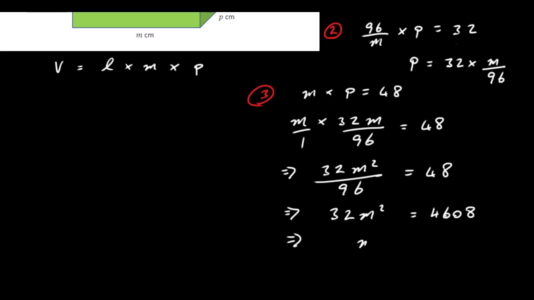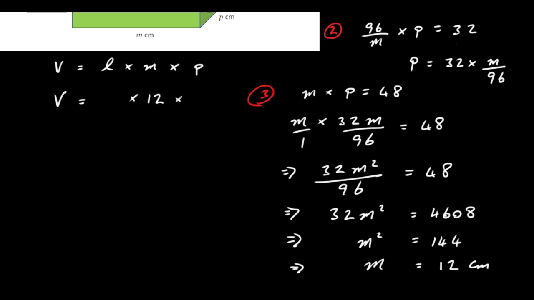Next thing I'm going to do is divide across by 32. That 32 is multiplied by the m squared. So I'm going to divide 4608 by 32. That gives me 144. Now, all we've got to do is just square root both sides. If I square root the left hand side, I'll get m. If I square root the right hand side, I'll get plus or minus 12. But we can't have a negative distance, so it's going to be 12 centimeters. I now know what m is. So up here I can write down m is equal to 12.